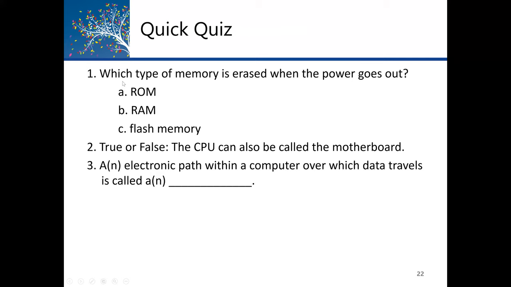So our first answer will be RAM, because it is the memory that is erased when the power goes off. RAM is volatile. A CPU is the processor, and we also have a motherboard, which is the main board that all the elements or components of the computer are connected to. So the answer here is false. A CPU is not called a motherboard. An electronic path, again, is the bus. So again, our answers are B, RAM; 2, false; and 3, the bus.